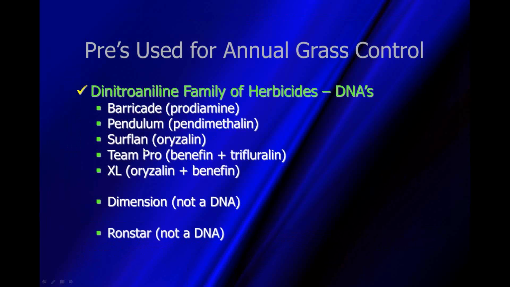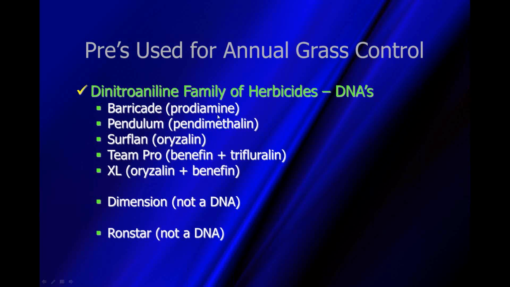Now, granted, there are a lot of different products out here, but this is just a generalization of pre-emergent herbicides used for annual grass control. So again, we're talking about things like barnyardgrass and crabgrass and goosegrass. There's a major family or chemistry of herbicide called the dinitroanilins. And within this group fall a lot of trade name and active ingredient herbicides, such as Barricade.